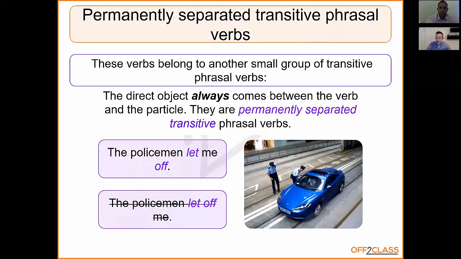Okay, the next group with which you need to be familiar are the permanently separated transitive phrasal verbs. These are a small group. They're used quite often, and this is one that I introduce after the separable transitive phrasal verbs and the inseparable ones, because the permanently separated ones mean that the direct object must always come between the verb and the particle. And you can see that in the example below.